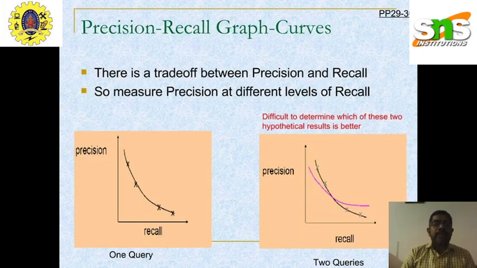And now, this is the precision and recall graph curve. From that curve itself we can understand that between recall and precision, there seems to be an inverse proportion. If the precision is high, the recall is low. If the precision is low, the recall is high. This way we determine two hypothetical results.